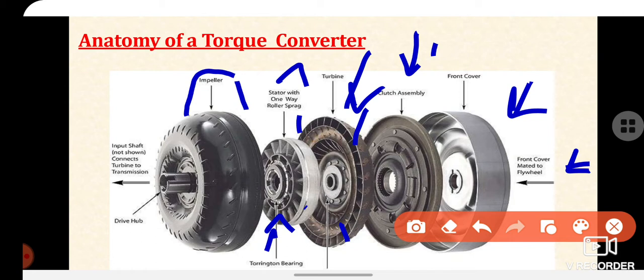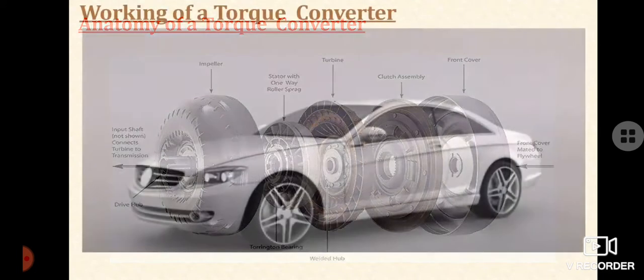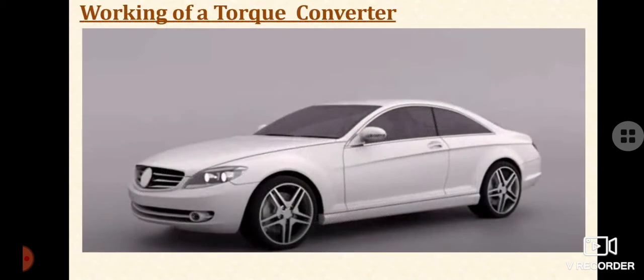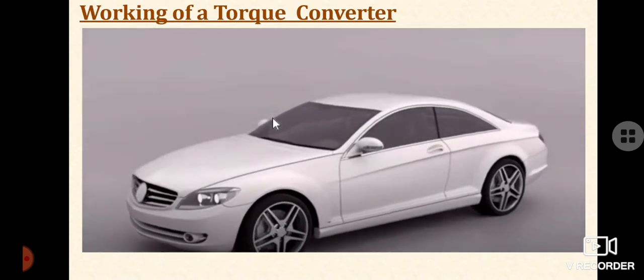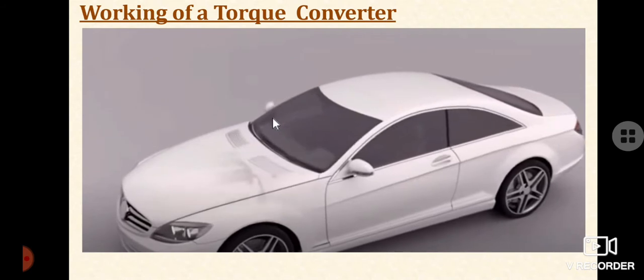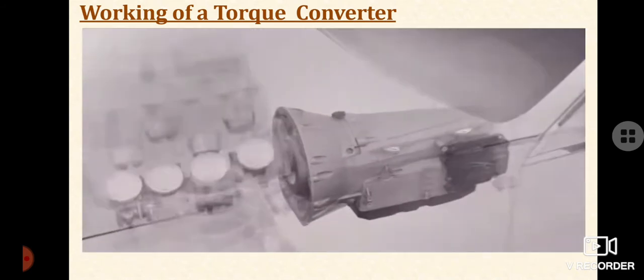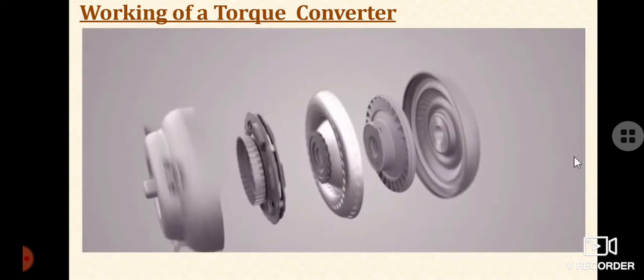So let's discuss the next portion of the presentation. We'll discuss the working of a torque converter. I'll show one video where the entire working of a torque converter is represented. Along with that, I will explain the entire working of the torque converter. So you observe this video in which everything is mentioned.